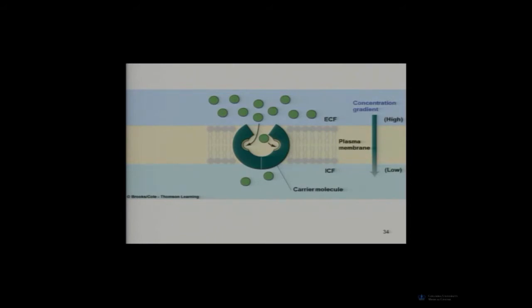Okay? So with carrier proteins, the only thing that's necessary is that there's a concentration gradient, and that the substance has to bind to the binding site. So it's still simple diffusion. So an example of a substance that crosses most membranes this way is glucose. Okay? Glucose transporters are facilitated diffusion carriers. They bind to glucose and they carry glucose across the membrane down its concentration gradient. Okay?